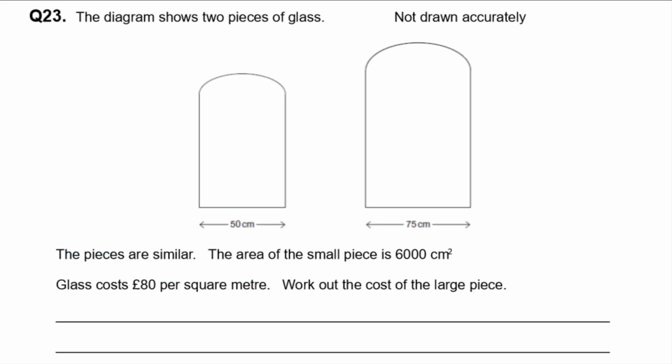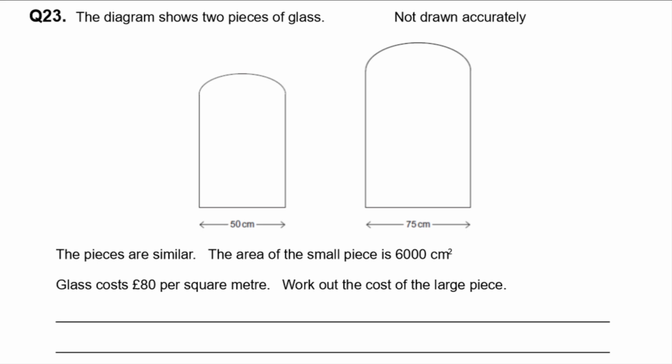Question 23, the diagram shows two pieces of glass. The pieces are similar. The area of the small piece is 6,000 square centimeters. Glass costs £80 per square meter. Work out the cost of the larger piece. Okay, so this is a very similar question to the last one. We've been given the two matching sides, so we can work out the ratio of their sides, and then we can use that to find the ratio of their areas.